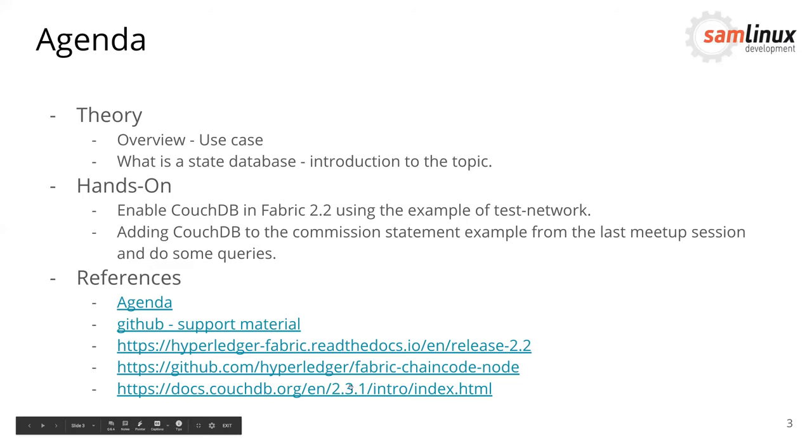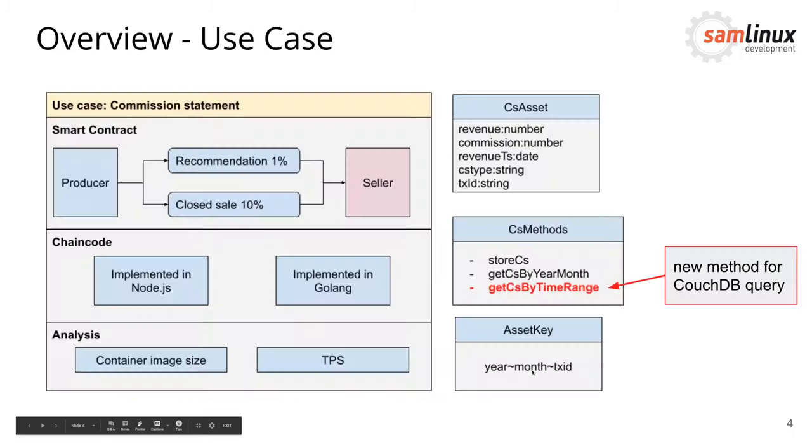Then we have here some links, of course, to the Hyperledger documentation, and then to the Fabric chaincode node GitHub repo. There you will find also some useful information. And then of course, CouchDB. Since today we start with CouchDB, it makes sense to look also into the documentation of CouchDB.